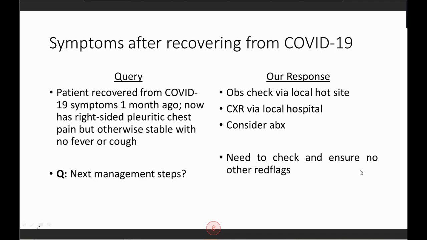We haven't seen pleural effusions. Vince and I were talking about that earlier. I really haven't seen it in the hospital, and speaking to my colleagues, it's not common. They may have a secondary pneumonia that's causing pleurisy, or they may have a PE. So these patients do need to be looked at again, and to make sure there are no other red flags. Next slide.